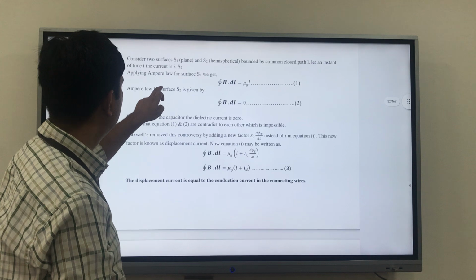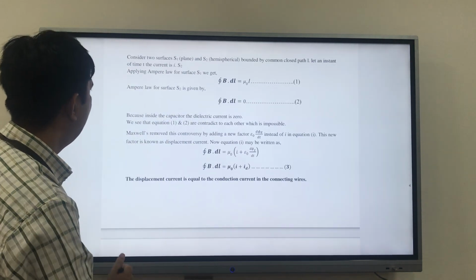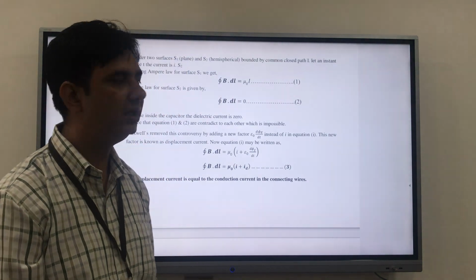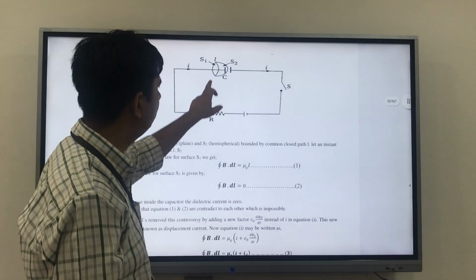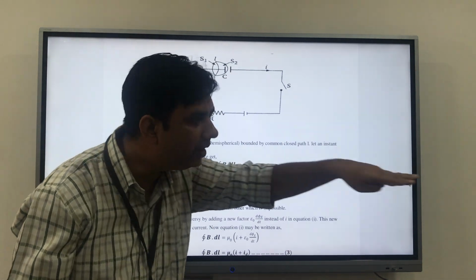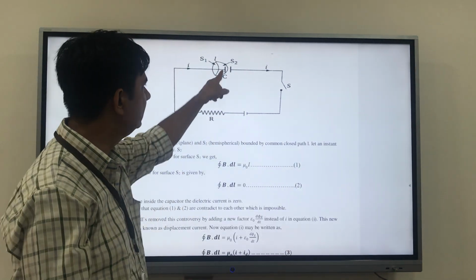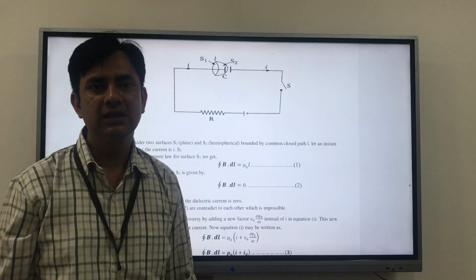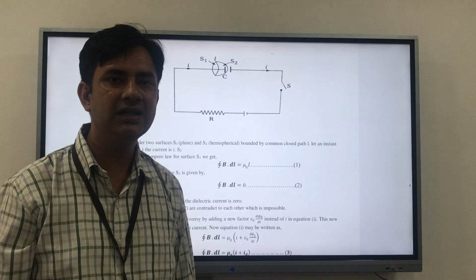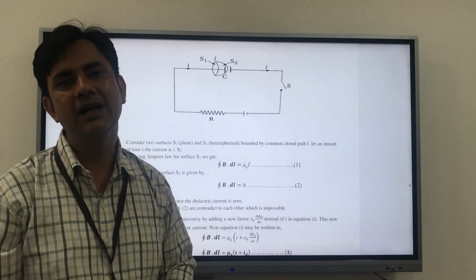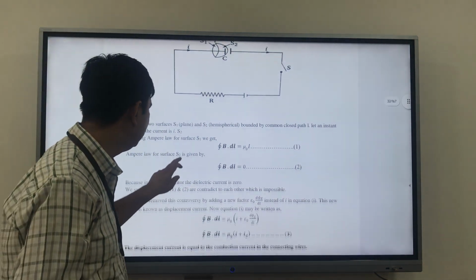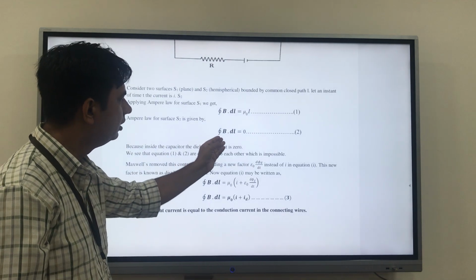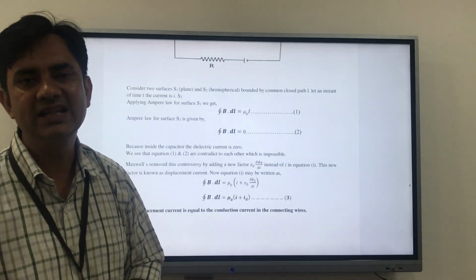Then my answer will be: applying Ampere's circuital law at S1 will give me closed integral B dot dl equal to mu naught I at this particular point, because current is actually moving through it. But what about inside a capacitor? We have learned in class 12 that inside a capacitor, inside a surface, inside a volume, my current is 0. So, applying the law at surface S2, closed integral B dot dl is equal to 0.